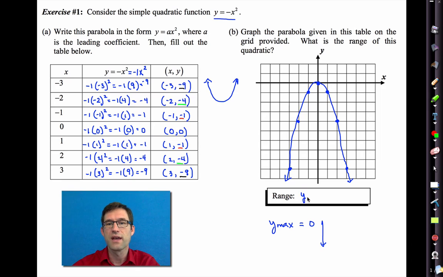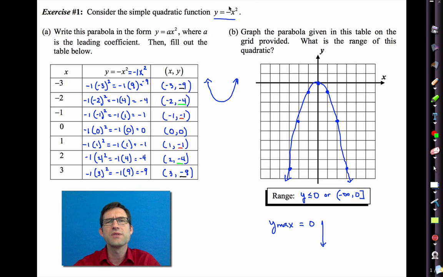So a great way of saying the range would be y is less than or equal to 0, or, if you wanted to use that interval notation, negative infinity to 0, including the 0, but not including the negative infinity. All right? Now I think it's important to have actually worked that one out by hand. We could have put it into our calculator. We could have used a table of values.